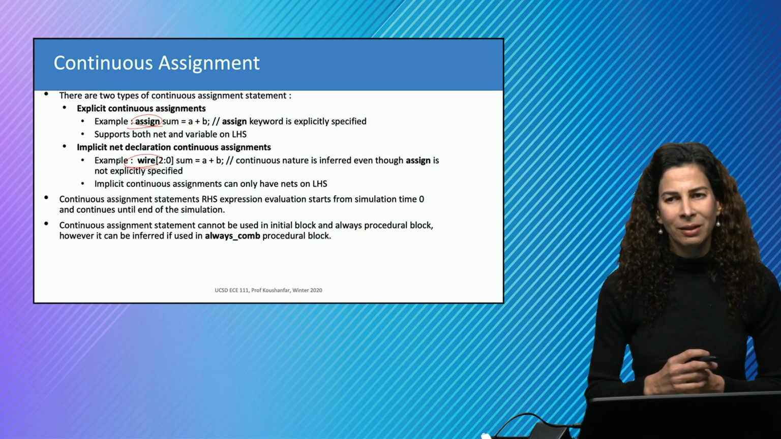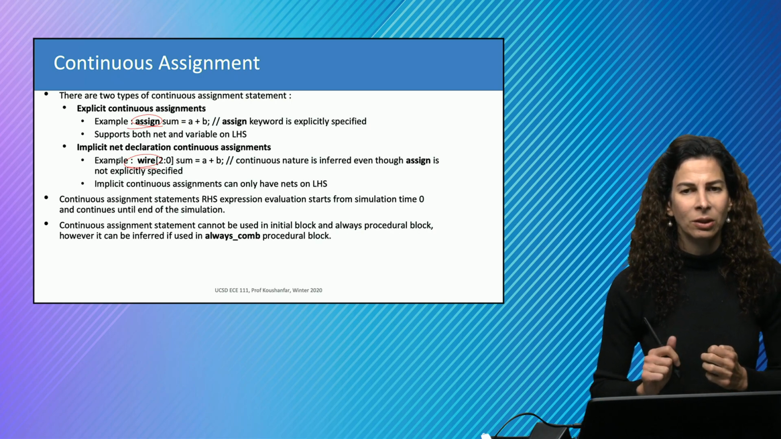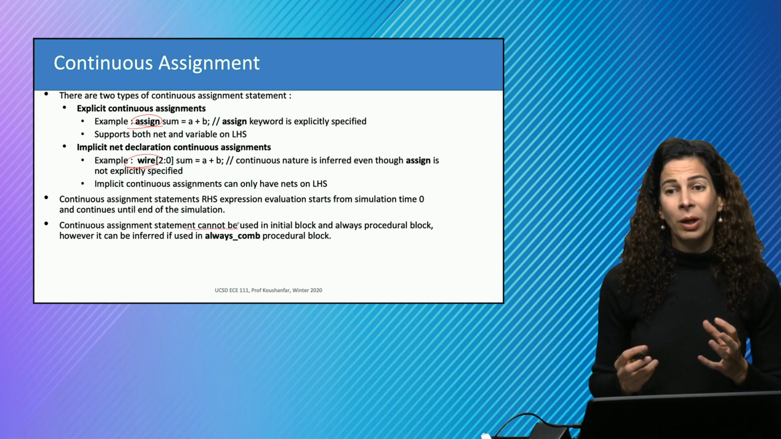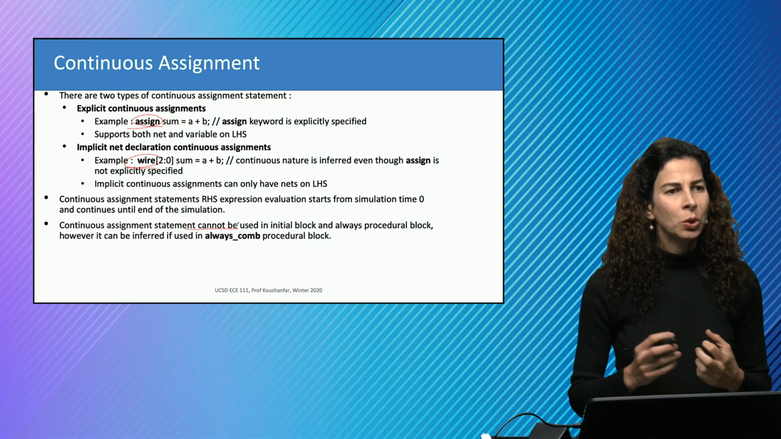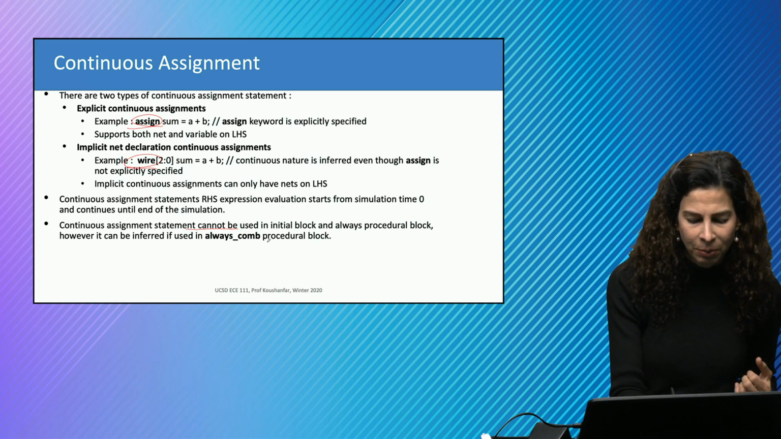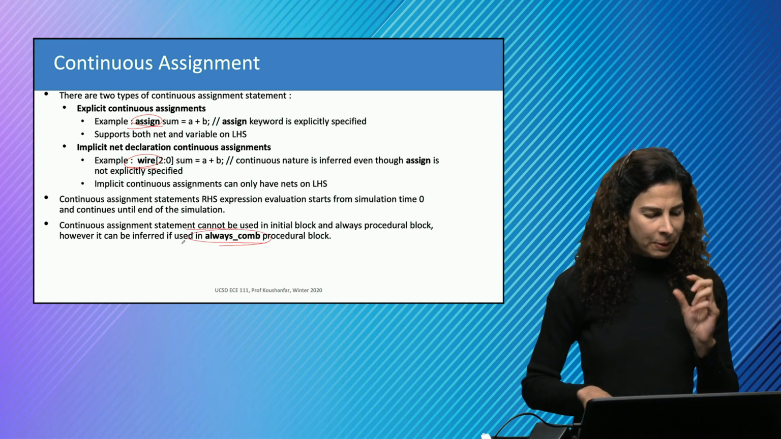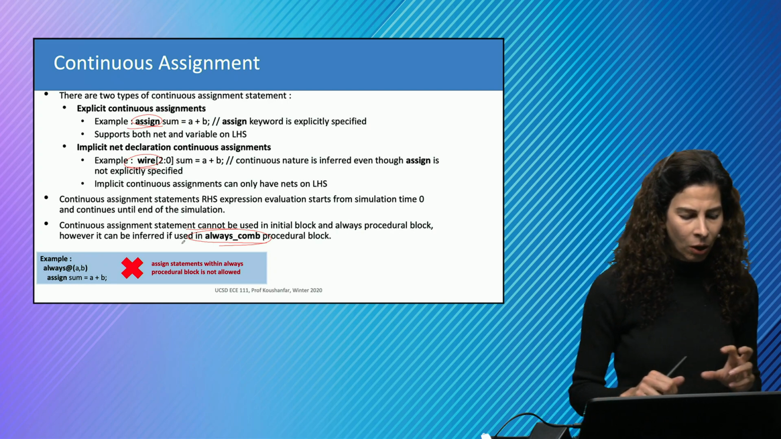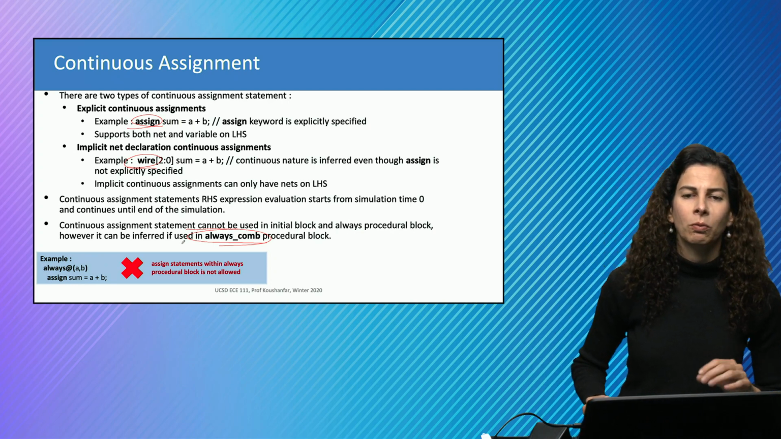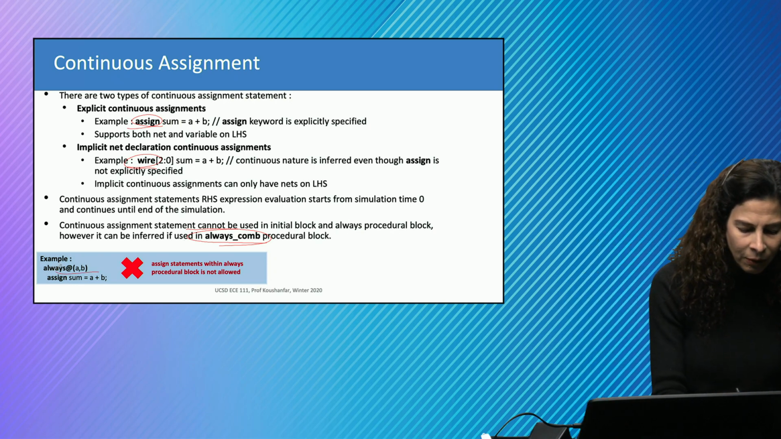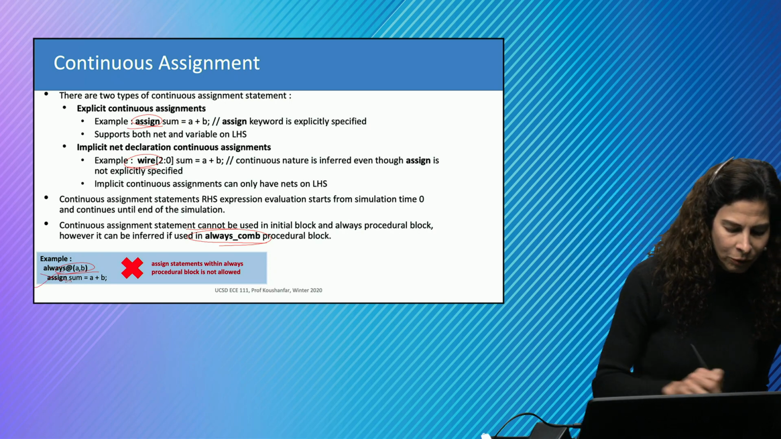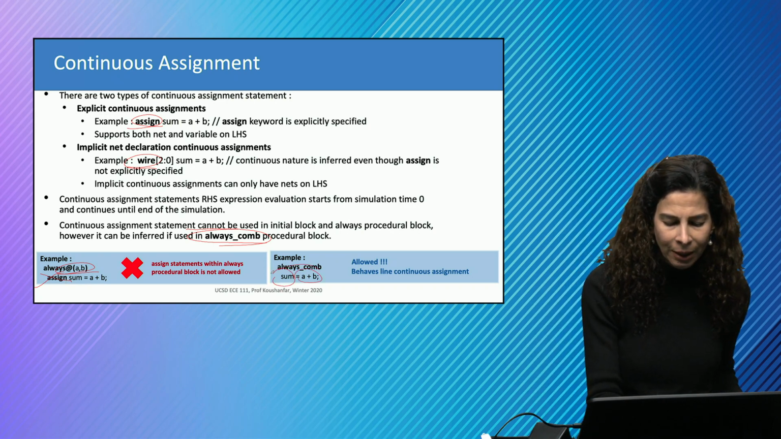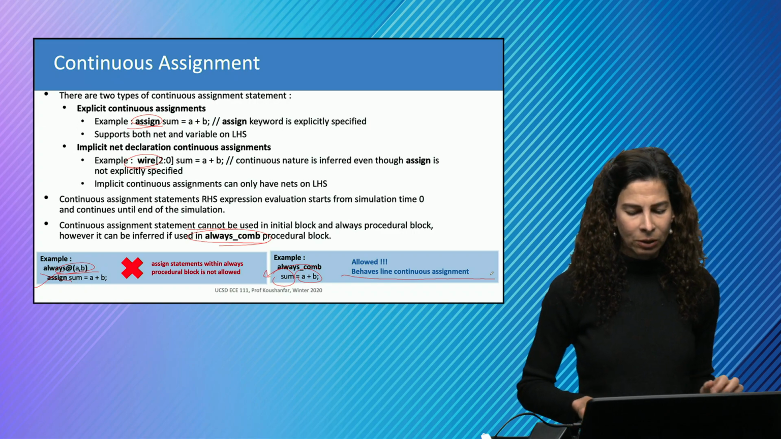But the sticky point here is that the continuous assignment cannot be used for initial and always procedural blocks where we are talking about sequential logic. However, if you use always, which means basically a combinational logic, we could use it. Be very careful, because an assign statement within the always procedural block is not allowed. So when we have always at A and B here, for example, this is a combinational logic, but we cannot use assign here anymore. It's not allowed. But if you define the sum as a sum of A and B, this is going to behave like a continuous assignment.